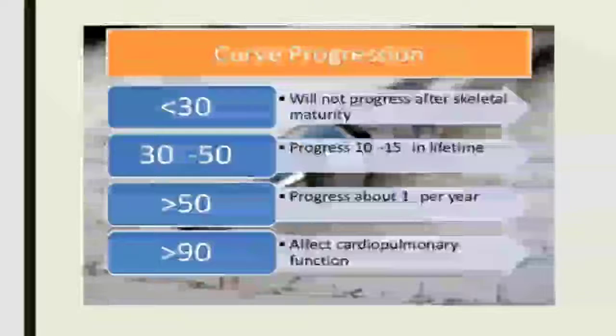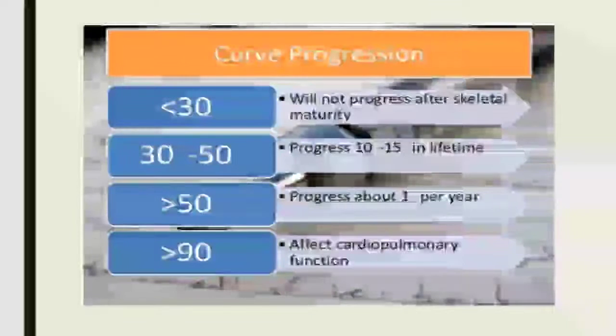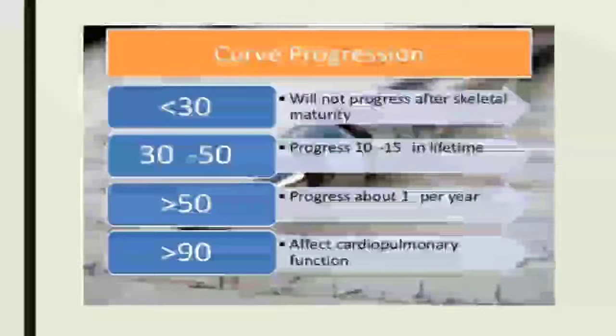Curve progression: less than 30 degrees will not progress after skeletal maturity; 30 to 50 degrees progress 10 to 15 degrees in a lifetime; more than 50 degrees progress about 1 degree per year; more than 90 degrees affect cardiopulmonary function.